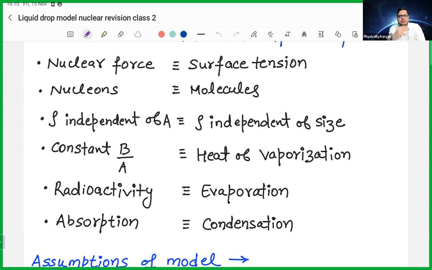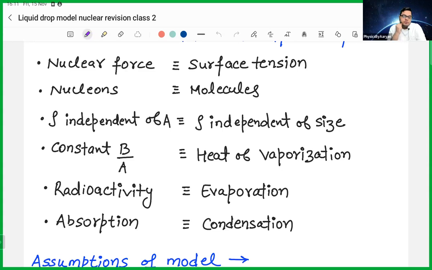Then heat of vaporization. Basically, what is happening here with binding energy, the same thing happens with the thermodynamics of the liquid drop. Radioactivity, in which particles are emitted, can be explained by evaporation. In water, you see there is an evaporation which happens.